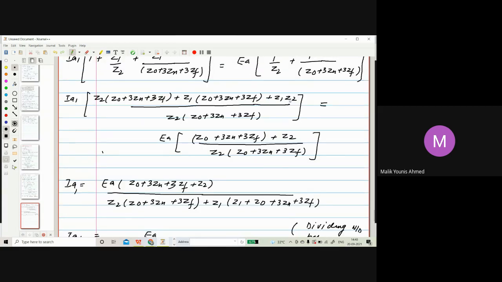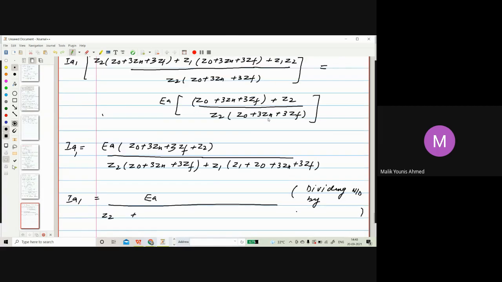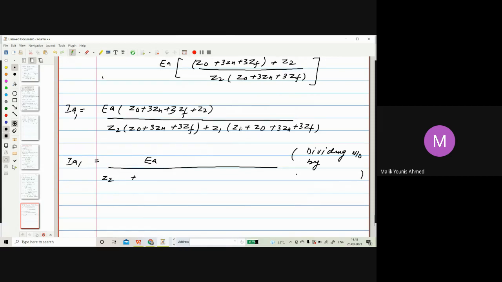This would be Z2. Yeah, somewhere we have made a mistake. See here, Z1 common is Z1, so inside there should be Z2. This is a mistake. So we'll be dividing by this term, Z2, Z0, 3Zn plus 3ZF. Now let's divide numerator and denominator. So Z0 3Zn, Z0 3Zn plus Z2 3ZF, we divide, this will become 1.